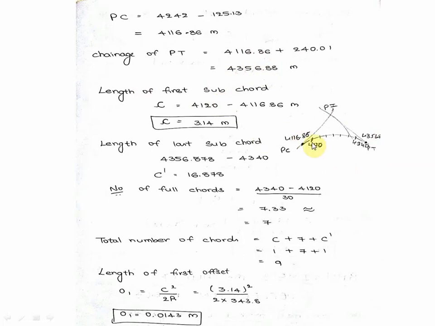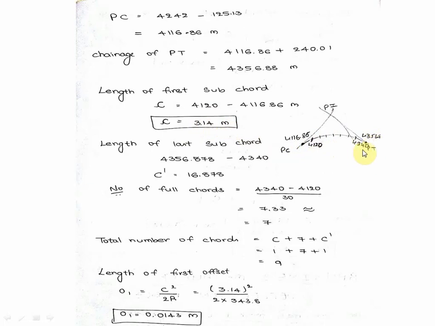Only the first and last subchords will have less length than all the normal chords. For the first subchord, take the nearer lesser value. So if it is 4116.85, take 4120 here. As the distance increases, the chainage increases. That's why the first chainage is 4116 and the last chainage is 4356. Take the nearer round-up value, 4120. So 4120 minus 4116.86 gives the first subchord length, 3.14 meter.